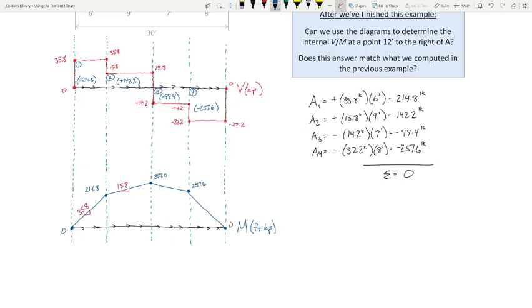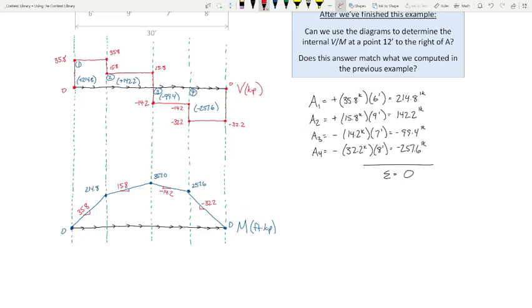And now look at our slopes. Now we're starting to go downhill, so our slopes are negative. What's the slope of this line? It's negative 14.2. So a negative downhill slope. This one right here, negative slope, and it's negative 32.2. And again, equilibrium was satisfied because we started at 0 and ended at 0.